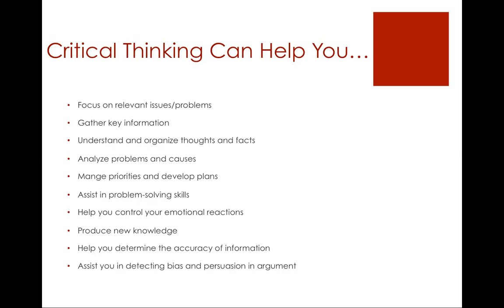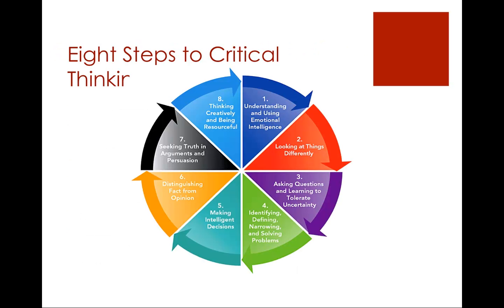Critical thinking can help in many areas, and several of them are listed here on this slide. They can help you focus on relevant issues and problems, gather information, understand and organize thoughts and facts, analyze problems, manage your priorities. They assist in problem solving, producing new knowledge, determining accuracy of information, and detecting bias in persuasion and argument. And so if you think of those things, you can break them down to an 8-step process.